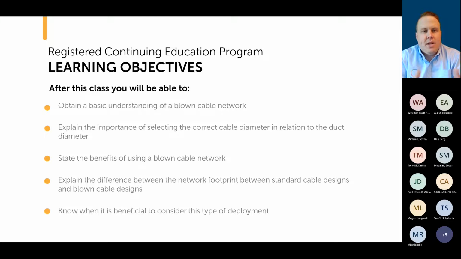So again, this goes along with the RCEP. After this, we'll have a basic understanding of what a blown cable network is. Again, we'll talk about the importance of selecting the correct cable diameter in relationship to the duct, the benefits of the network, but also the difference of the footprint between standard cable designs and blown cable designs. And then talk a little bit about when it's beneficial to deploy this type of network.